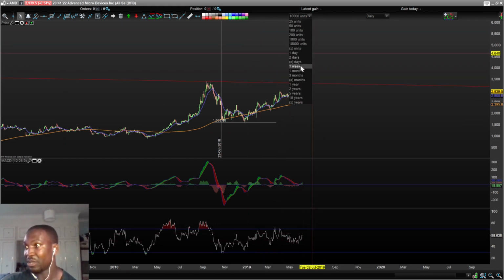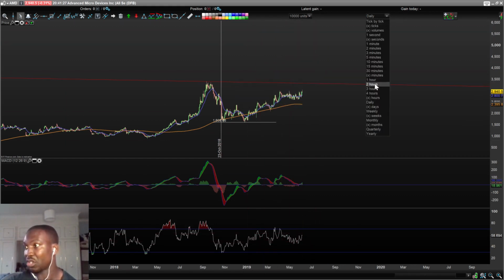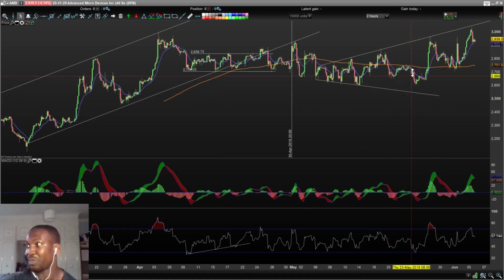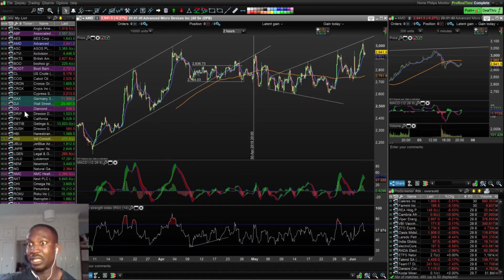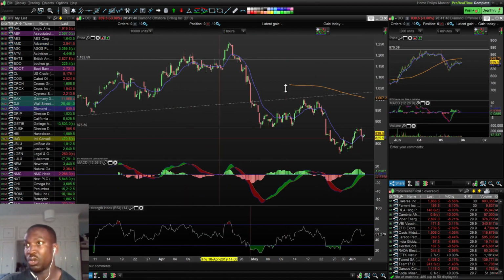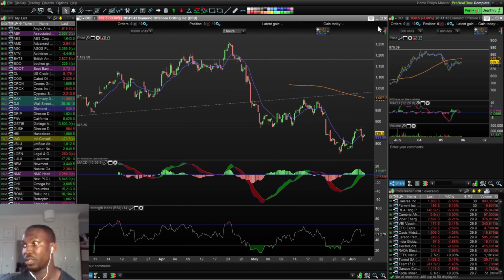And once again, if you go to the 2-hour chart, you can see that it's an expanding wedge that has made its way to the middle and then gone up. And when it does that, you know it's going to break out to the upside. So now this would be a great long position to take. Next one is DO, also known as Diamond Offshore Drilling.